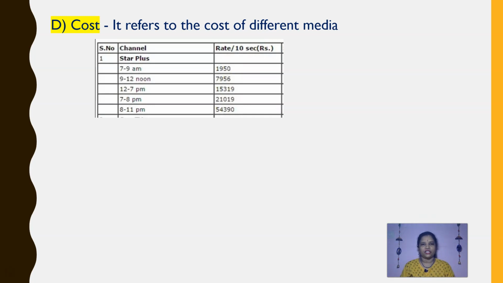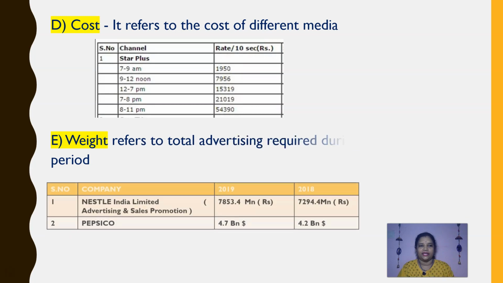In a particular channel, per 10 seconds, that's the rate, and you can see the timings also. Based on the prime time, the rate is also increased. So they are trying to take advantage of the timings which are available for people. Suppose a lot of people view it and we call it the prime time, then the prices are going to be very heavy, which is going to be costly for the marketing organization.